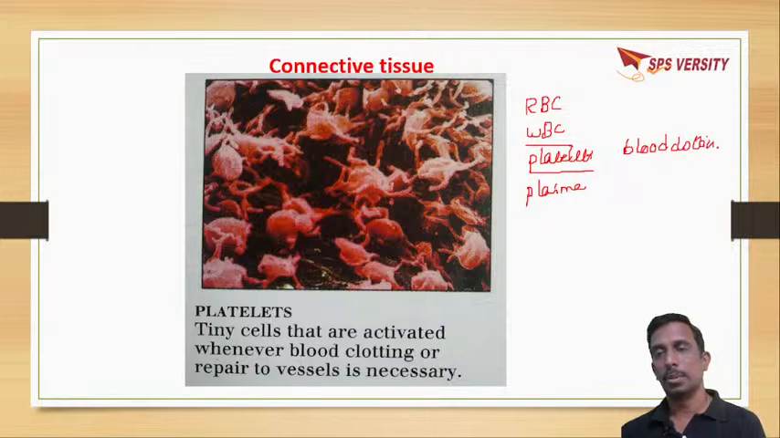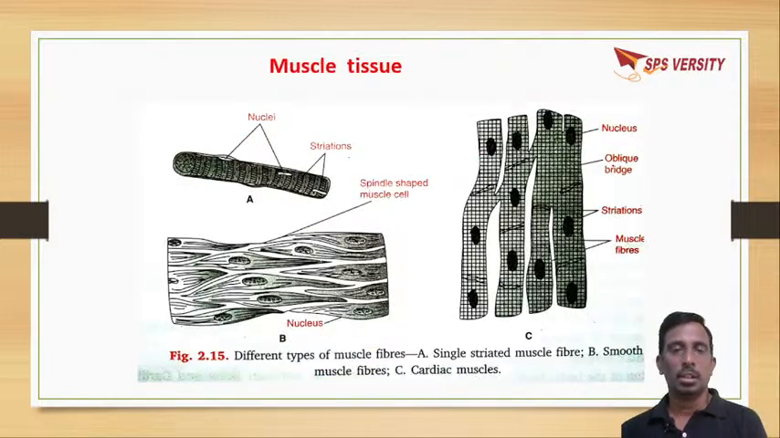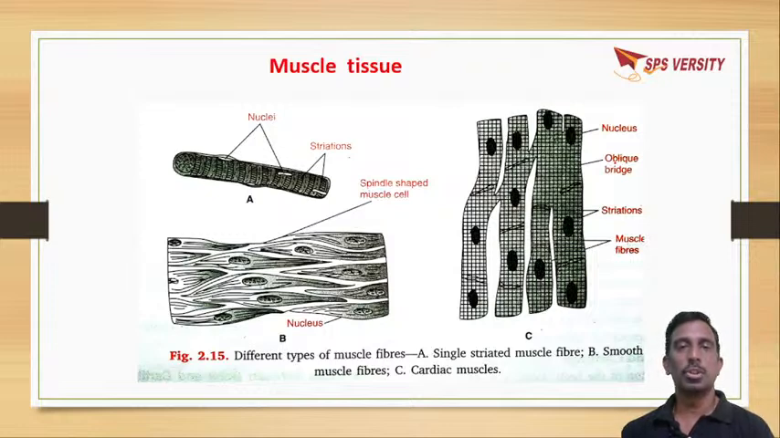The function of platelets is blood clotting. During injury, these platelets help prevent bleeding by forming a blood clot. So this is about connective tissues. Till now we have studied connective tissues: areolar tissue, tendons, ligaments, bone, cartilage, and blood. These are all connective tissues.